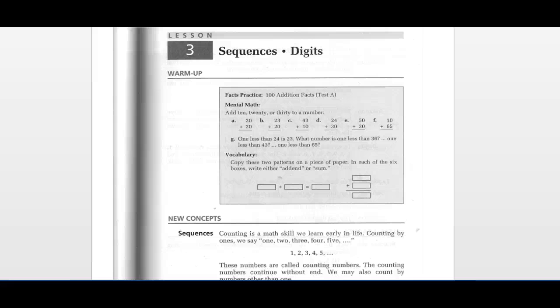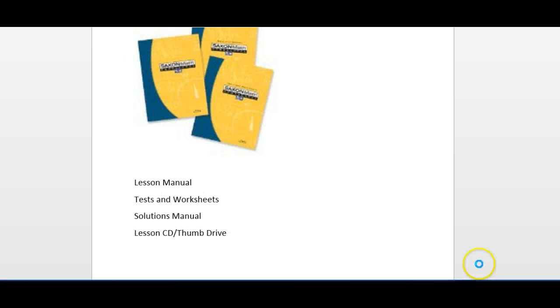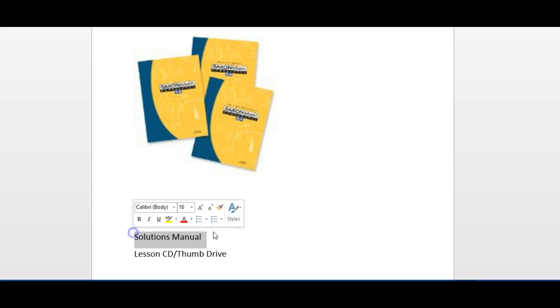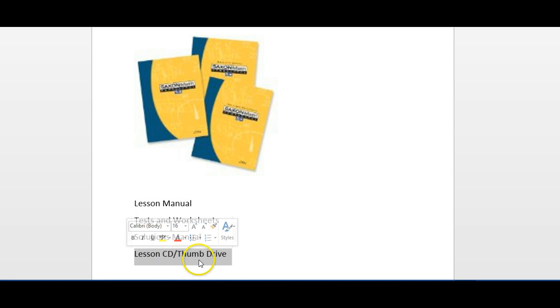Okay, we're going to talk about Math 5-4. First of all, you should have 3 books and a CD or thumb drive. If you don't have your books, go get them right now and press pause. Okay, now that we all have our books, you should have one that's thicker than the rest called the lesson manual. You should have one called tests and worksheets, and one that says solutions manual, and you should have a lesson CD or thumb drive.